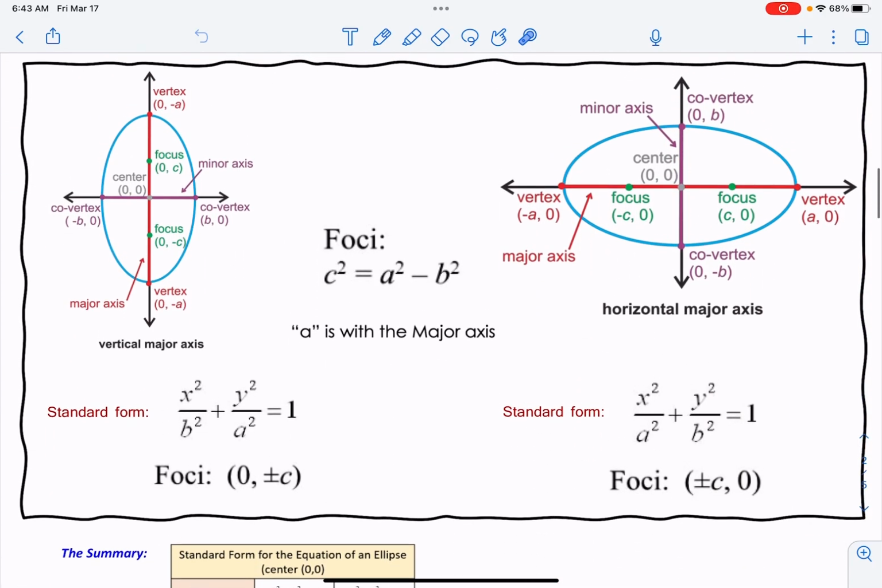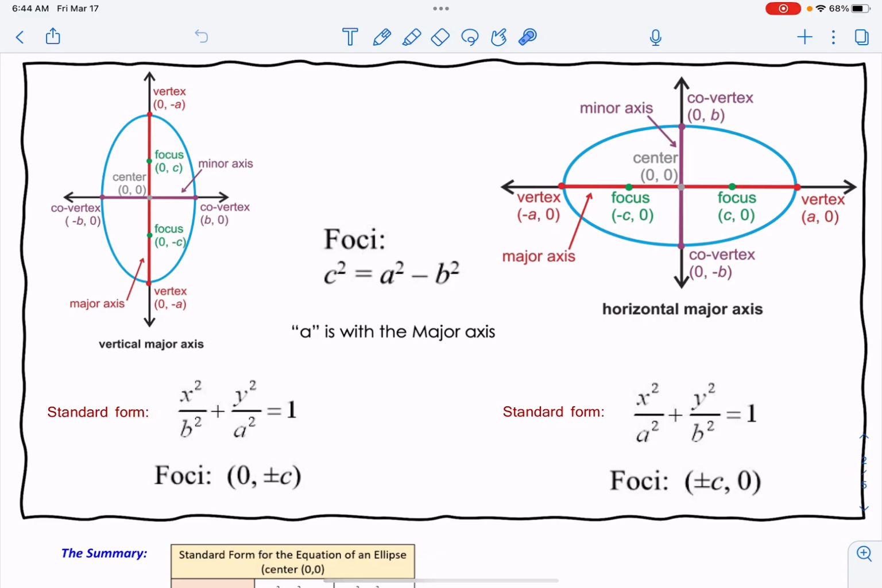So looking at these ellipses, we're only going to look at it when the center is at the origin. So those are the only ones that we're going to be looking at. So with an ellipse, you do have what are called our vertices, our co-vertices, and our foci that we talked about earlier. So we do need to find all that information.